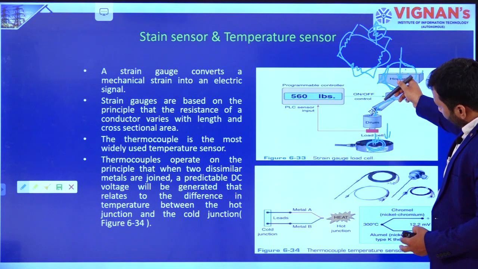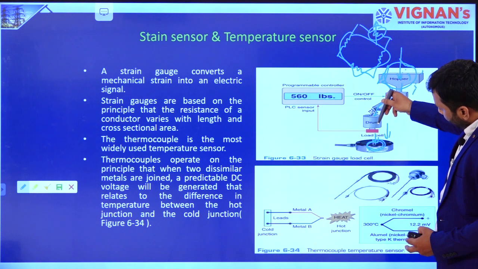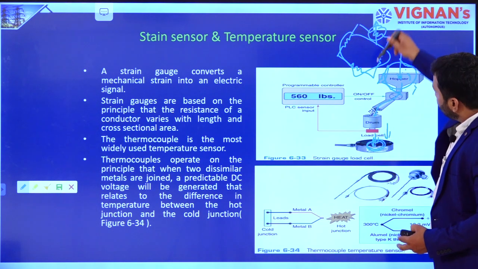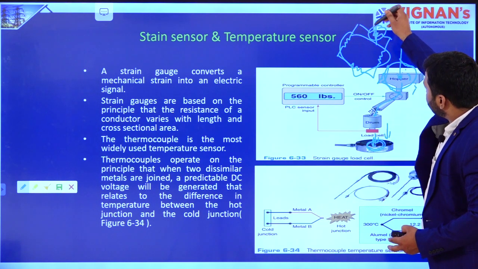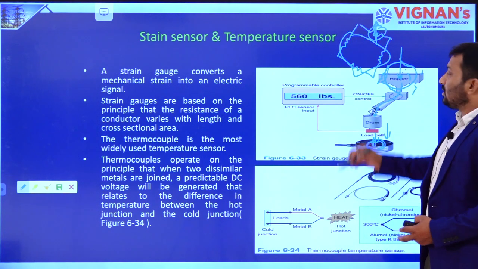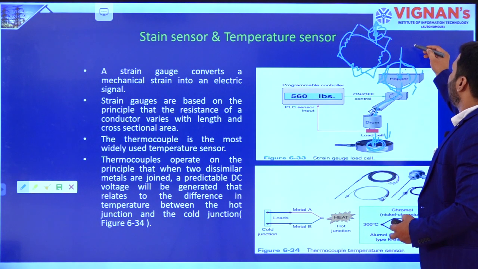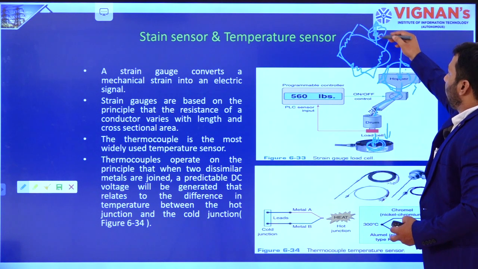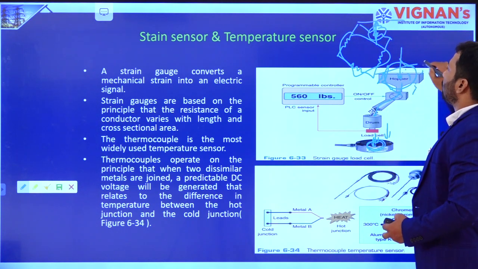How much load means how much material is placed in the drum. Based on that, the load acting on this load cell varies. Whenever this load acts, the resistance is going to change. Once this resistance changes, the voltage across these particular terminals is going to change.